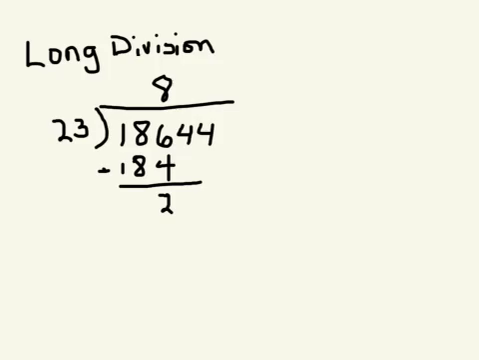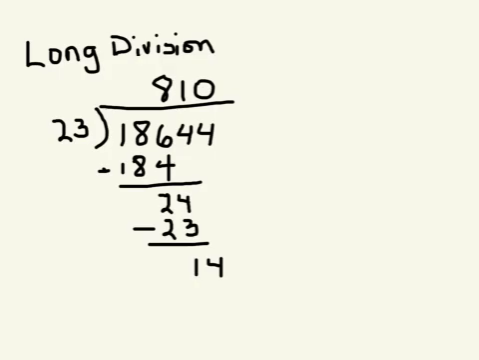So then we bring down the remaining digit and we say, does 23 go into 2? No. Does it go into 24? Yes. One time. 1 times 23 is 23. We subtract. We bring down 1. 23 doesn't go into 1, nor does it go into 14. And so we are left with a remainder of 14.